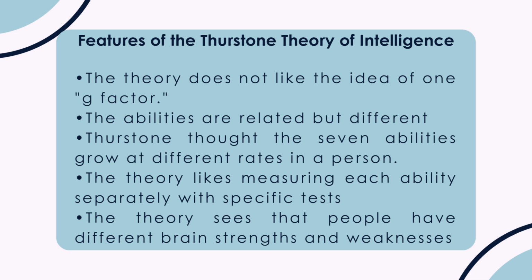One of the core principles of Thurstone's theory is the importance of measuring each ability individually. Specific tests are used for each area, which gives a clearer picture of where a person's cognitive strengths and weaknesses lie. This approach moves beyond just a single intelligence score, allowing for a more detailed analysis of individual abilities.